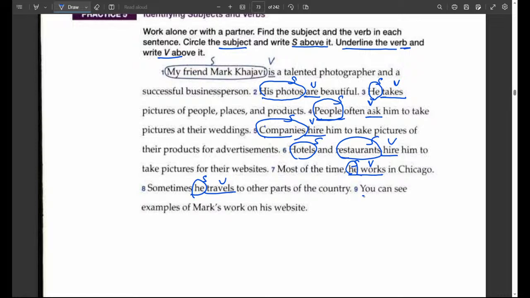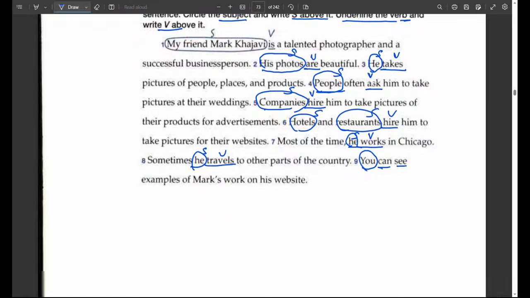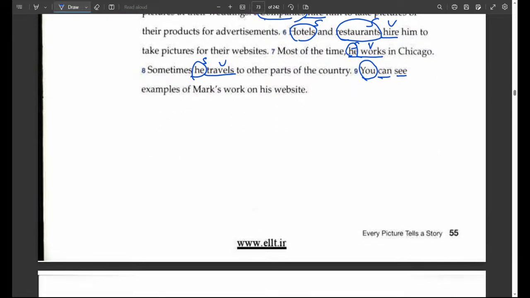So you is the subject here. Let's find out. You can see. Can and see are both verbs. Let's say which one is the main verb again here. And this is a fun topic now. Let's dive again into this. We will search here. You can see examples of Mark's work on his website.